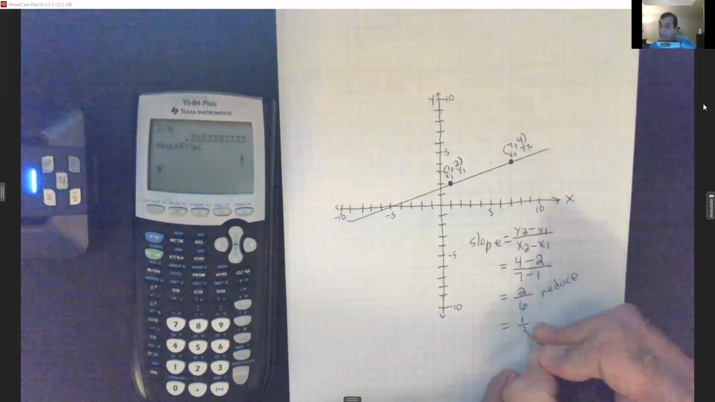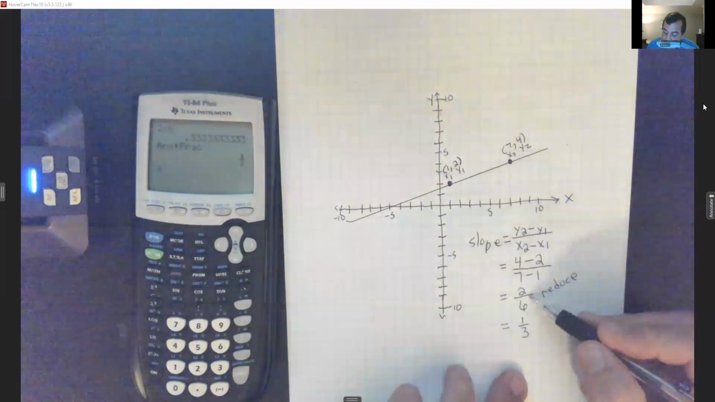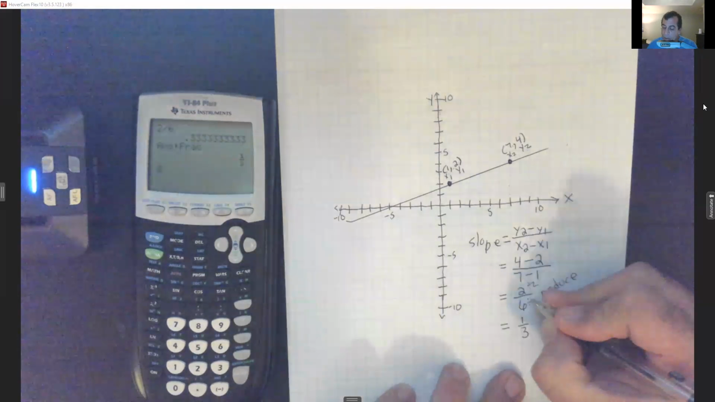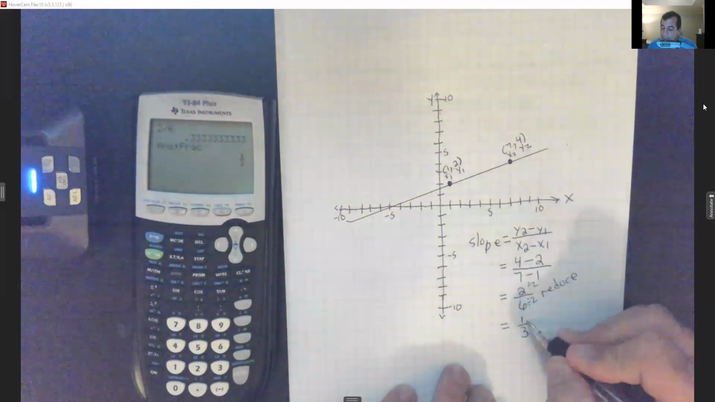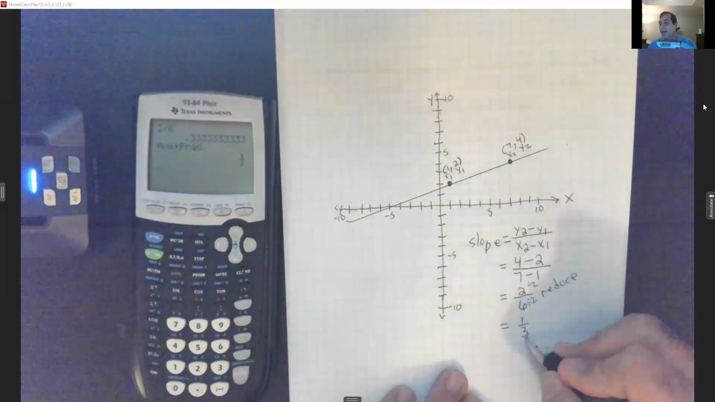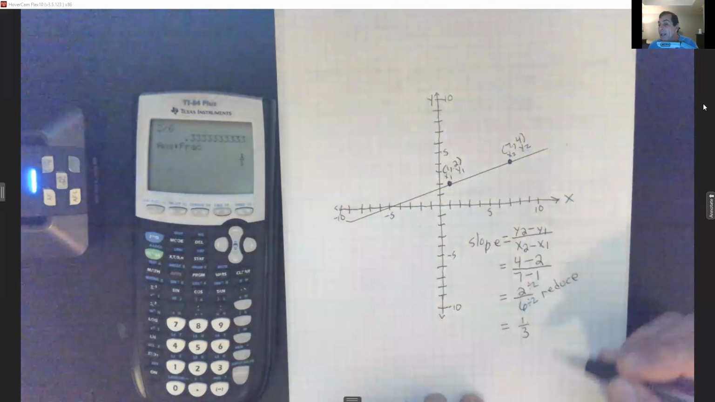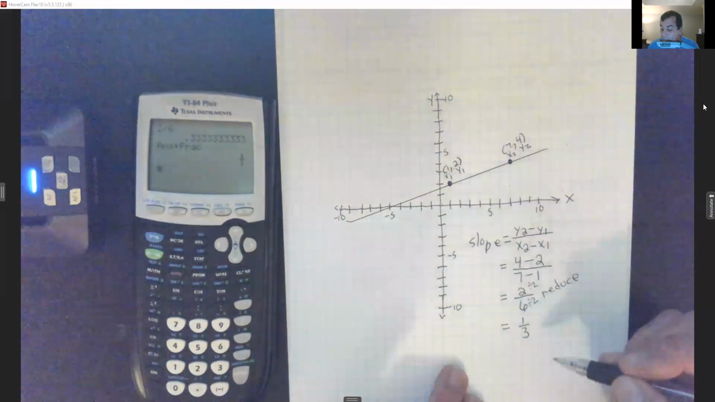So remember, when we was reducing fractions, both of these, they divided by 2. So that 2 divided by 2 gave me 1, and then 6 divided by 2 gave me 3. And then that's the only number they divide by, both of them, so that's the final form.